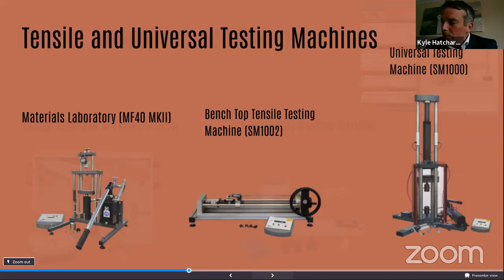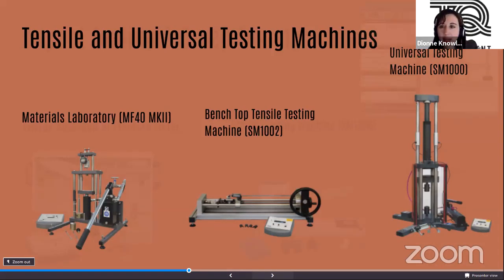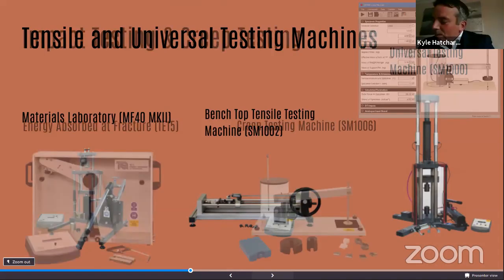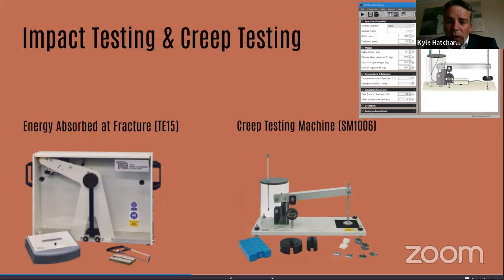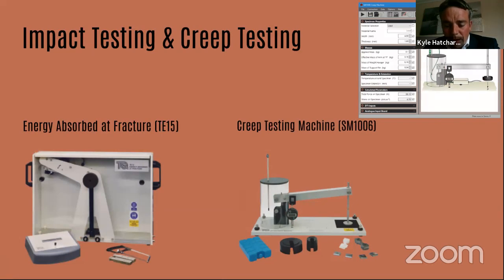Okay, so now you've got impact testing and creep testing. Yeah, so creep testing, this is all about elongation of the material over a specified or particular time period. This is the SM1006, quite a compact benchtop unit. It allows you to load some predefined specimens in there, and then apply a weight or a load, and the specimen will elongate over a period of time.